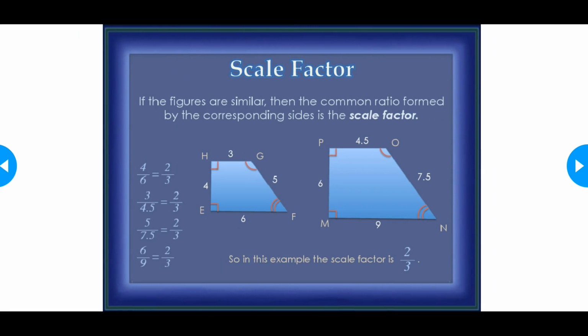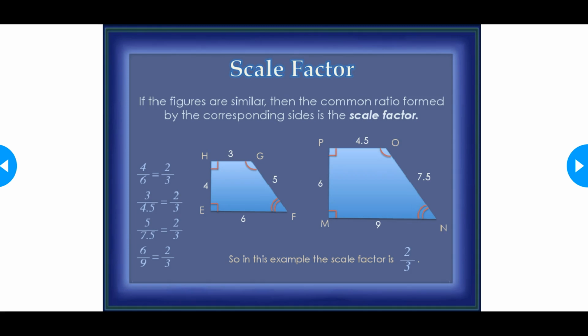Scale factor. Really, those ratios that were found on the previous page, that was the scale factor. That tells you what is used to grow or shrink one figure to the next. So that 2/3 is the scale factor that is happening.